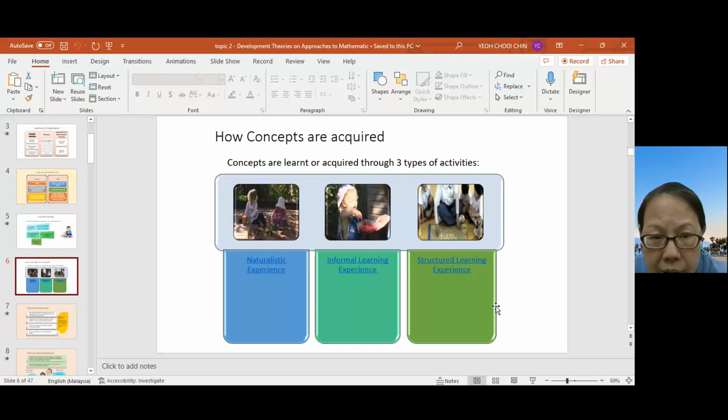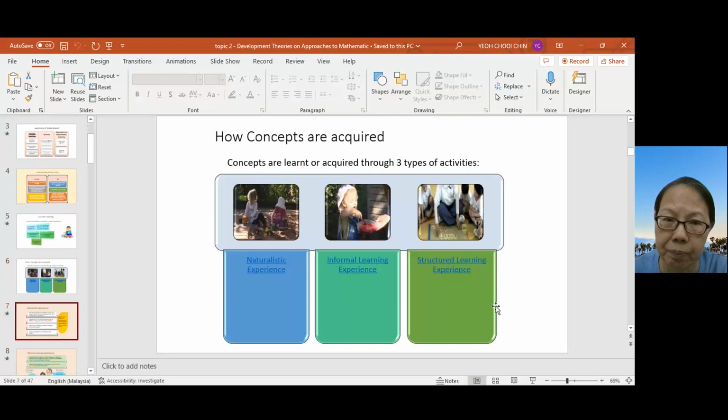Concepts are acquired through the 3 learning activities, which are naturalistic experience, informal learning, and structured learning. The naturalistic environment is where they learn naturally through experience. Informal is very much linked to the naturalistic, but it's not structured and not planned for, that's why it's informal. And structured would be something that is planned for, like in the classroom.